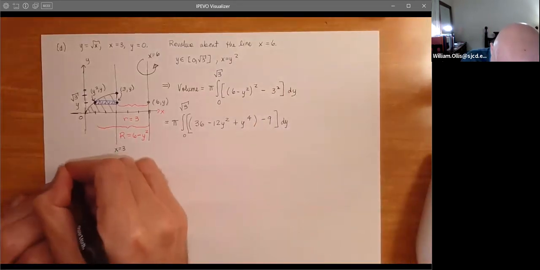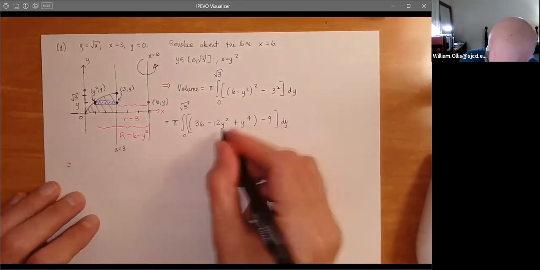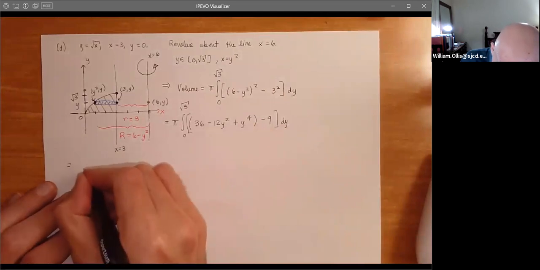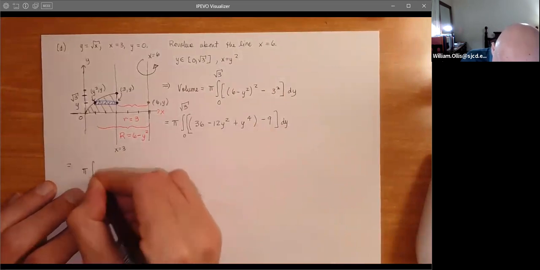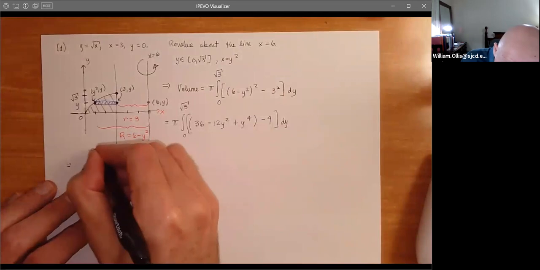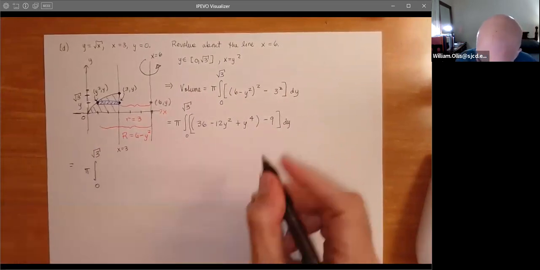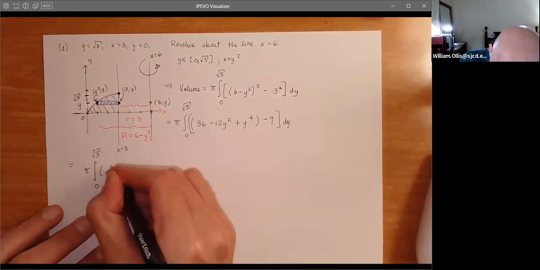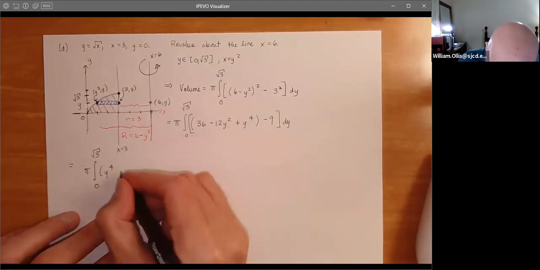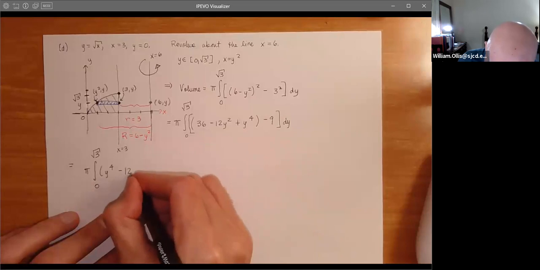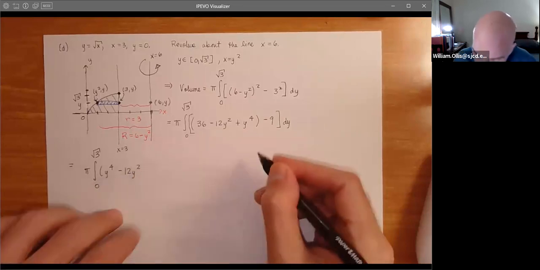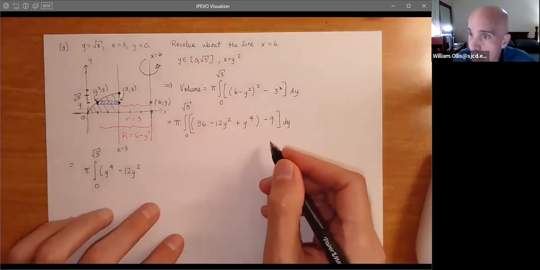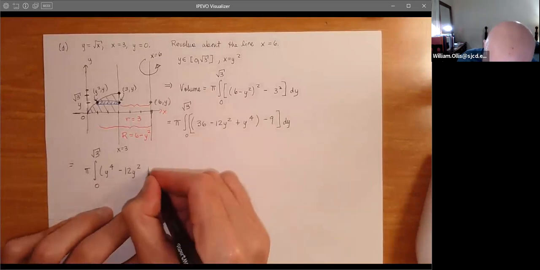So now, if you will, we can collect the terms and just write them in descending order. It doesn't matter clearly, but we're creatures of habit. So now we have the y to the 4th. And then we have the minus 12y squared. And then, of course, the 36 minus the 9 gives us a positive 27.